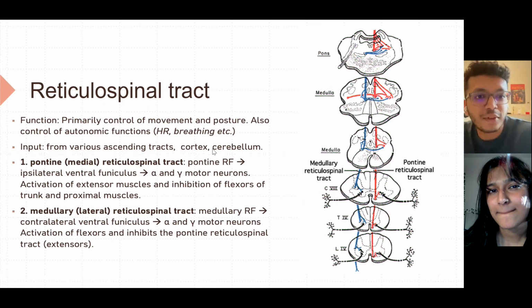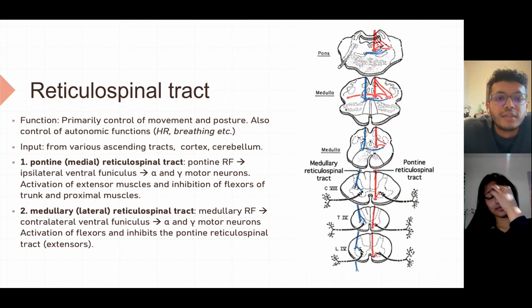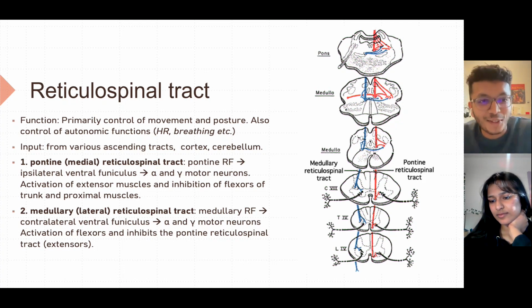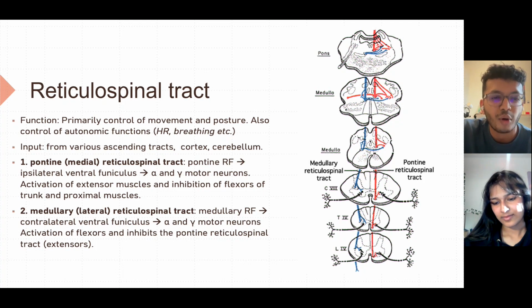Okay, so we have the reticulospinal tract. Its function basically is it controls movement and posture. So that's its primary function. So think of the reticulospinal tract as your strict gym instructor who tells you to stand upright with your shoulders straight. So it's important for your posture, but also is important for controlling your autonomic function. So your heart rate, blood pressure, breathing, etc. It's not that well studied, but I think it's proven that it does control some of your autonomic fibers.